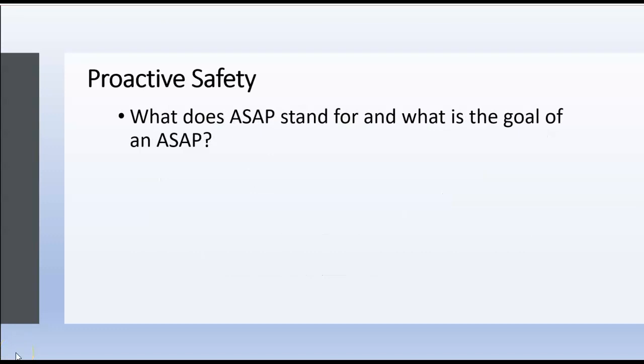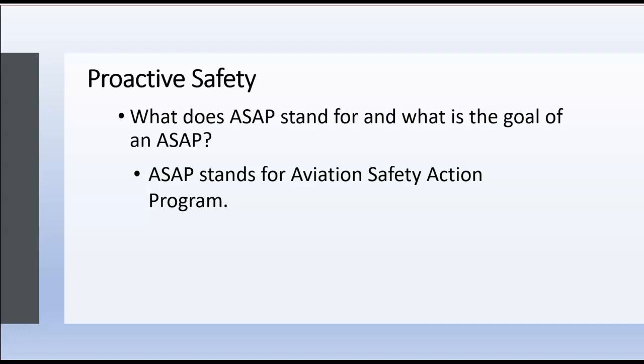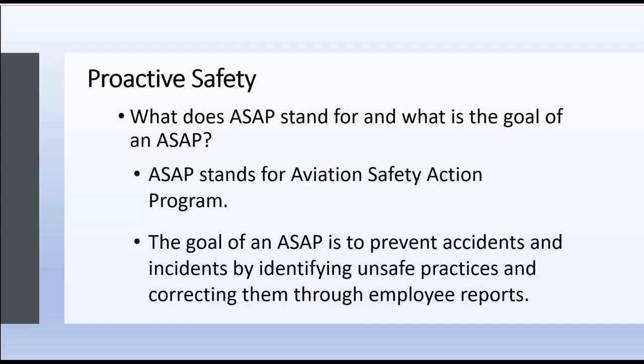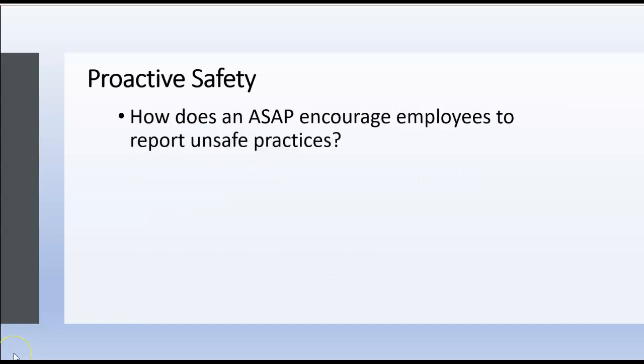Another proactive safety program is known as ASAP. So what does ASAP stand for, and what's the goal of this program? ASAP stands for the Aviation Safety Action Program. And the goal of the Aviation Safety Action Program is to prevent accidents and incidents by identifying unsafe conditions and unsafe practices, and correcting them before an accident has a chance to happen through these employee reports. So again, it's another proactive safety program. It's an attempt to identify a hazardous situation and correct it before an accident has a chance to happen.